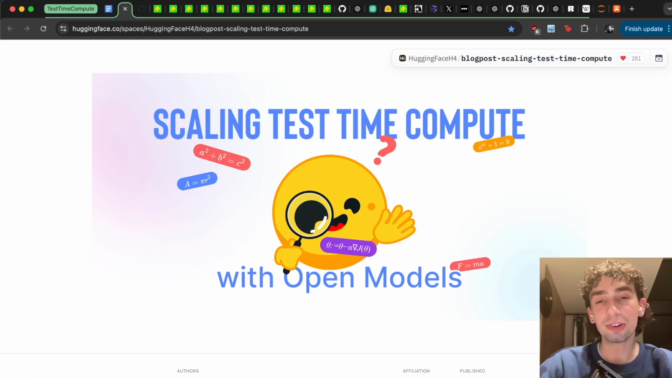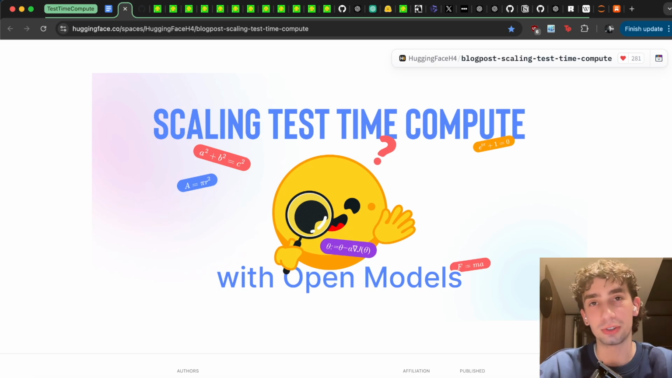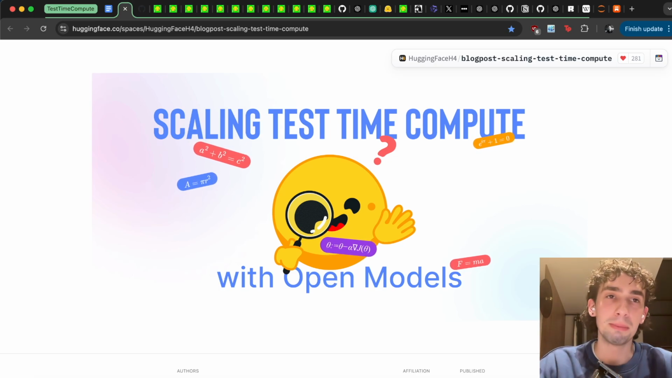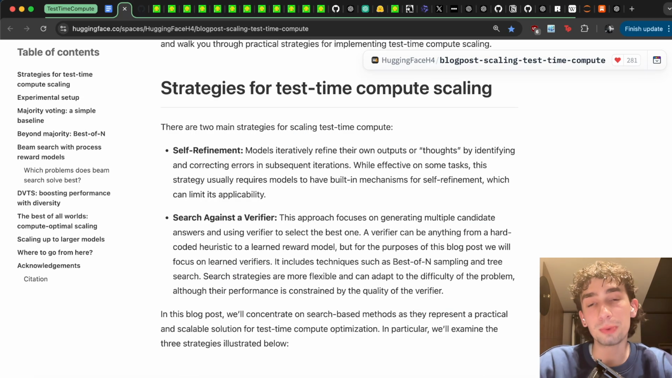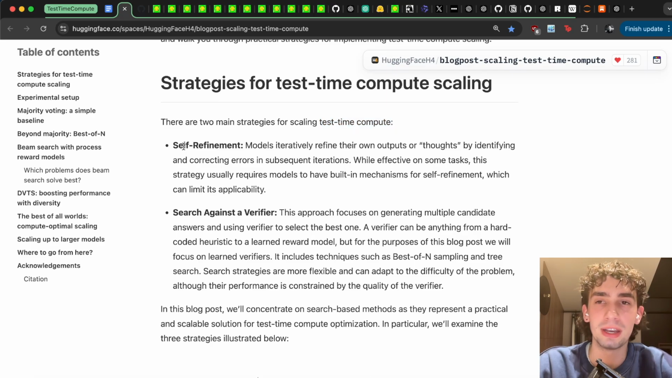A quick note, I'm generally using the word decoding not necessarily in the literal sense of converting the internal logits into actual tokens, but rather in the general sense of generating with the language model and coming to a final response. The best way to understand these strategies is to directly show them, so I won't spend too much more time introducing, but what they mentioned that I kind of just went over is that there's 2 main strategies right now for scaling test time compute. There's self-refinement, where models iteratively refine their own outputs or thoughts by identifying and correcting errors, which we just talked about, but then there's also this second part, search against a verifier.